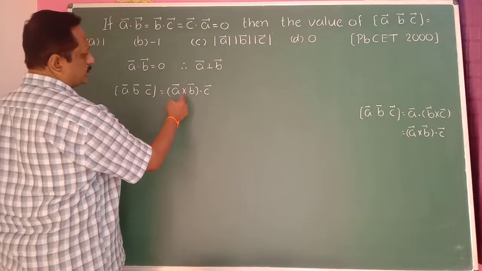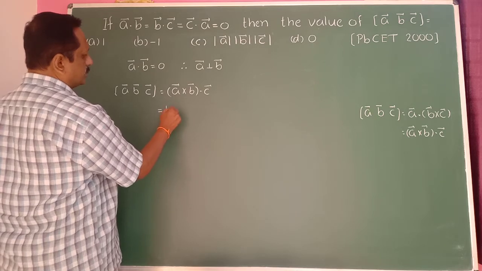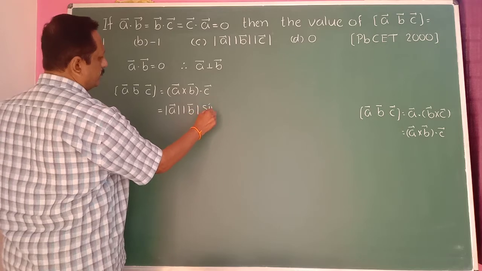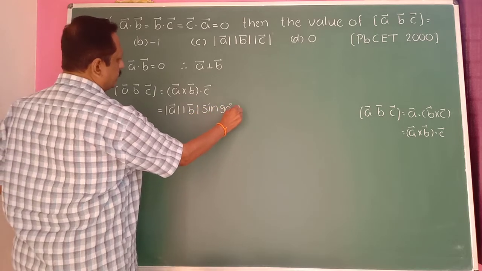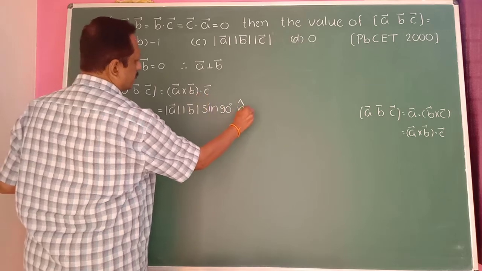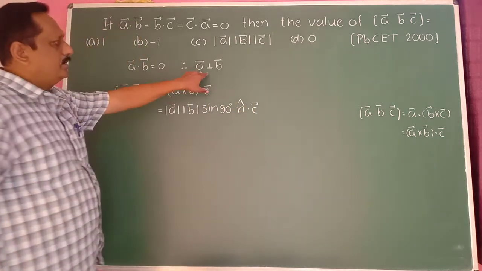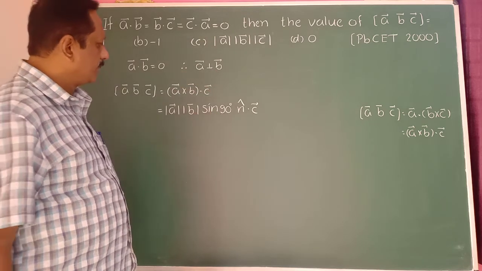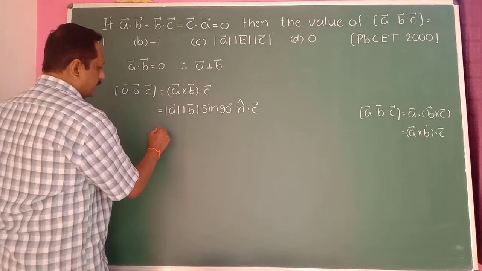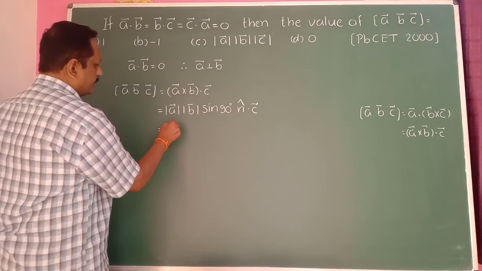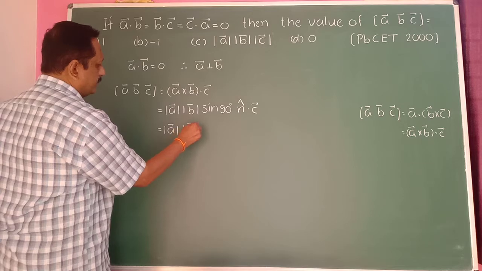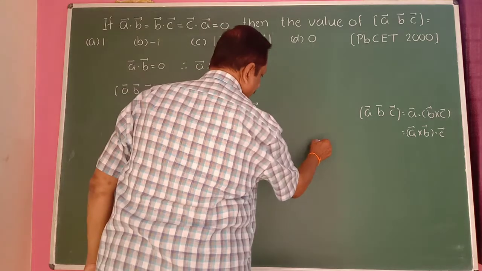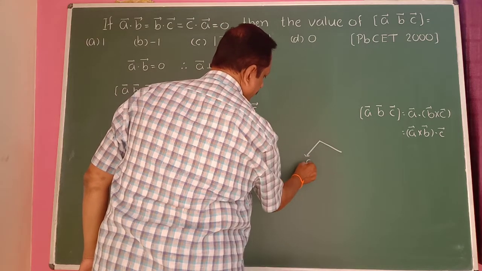Here you know A bar cross B bar is equal to modulus of A bar into modulus of B bar into sine of 90 degrees into n cap, dot C bar, because A bar and B bar are perpendicular. Hence the angle between A bar and B bar is 90 degrees, and sine 90 degrees value is 1. So modulus of A bar into modulus of B bar into 1, and n cap dot C bar. Just observe here, this vector A bar.